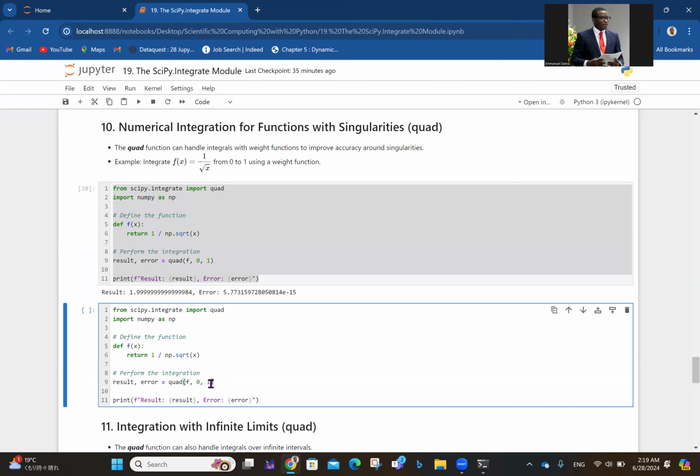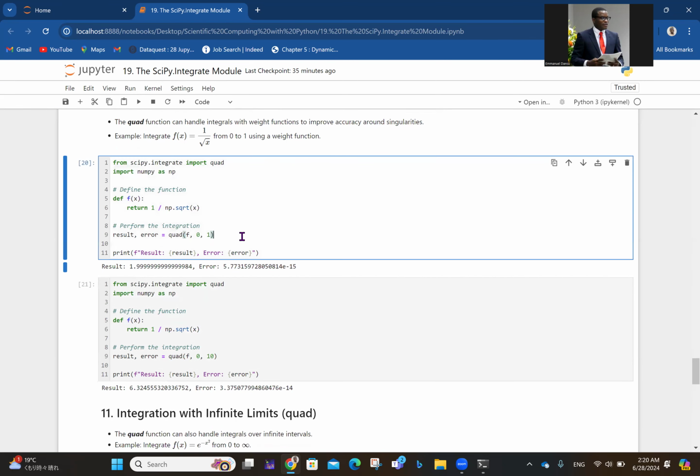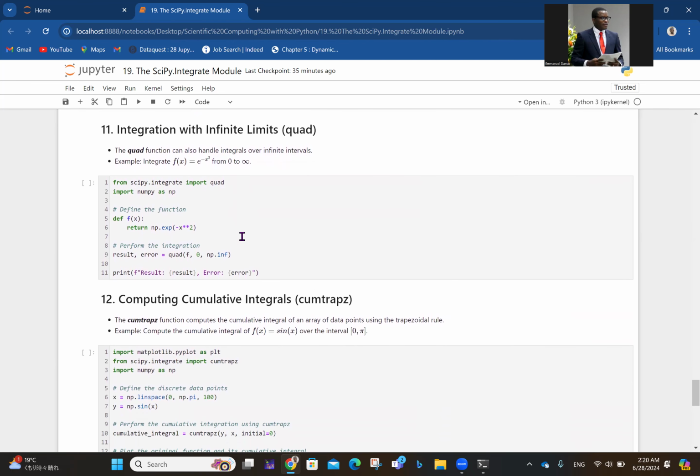Let's go, say, from 0 to 10 and see what happens with this. Okay, so the result is now 6.32 something, and the error seems bigger than in the other case. So it's like the wider the interval, the higher the error. Of course, it's still small, but it's a little bit bigger than what we had.